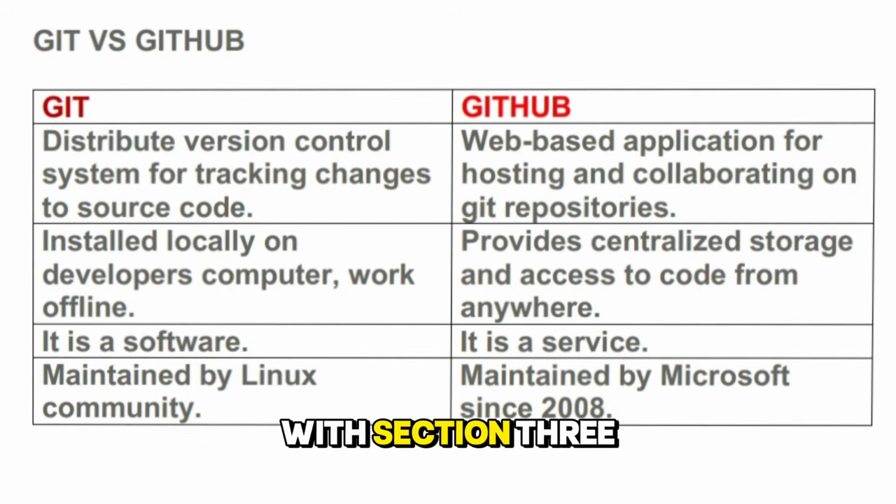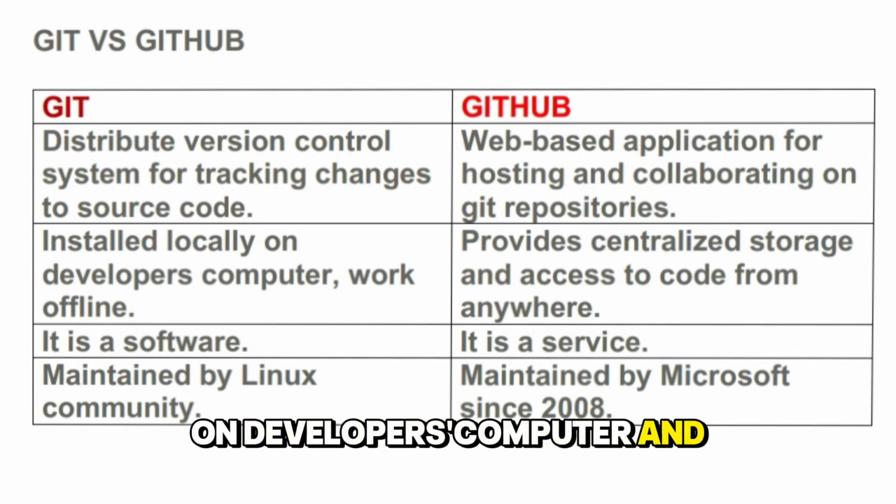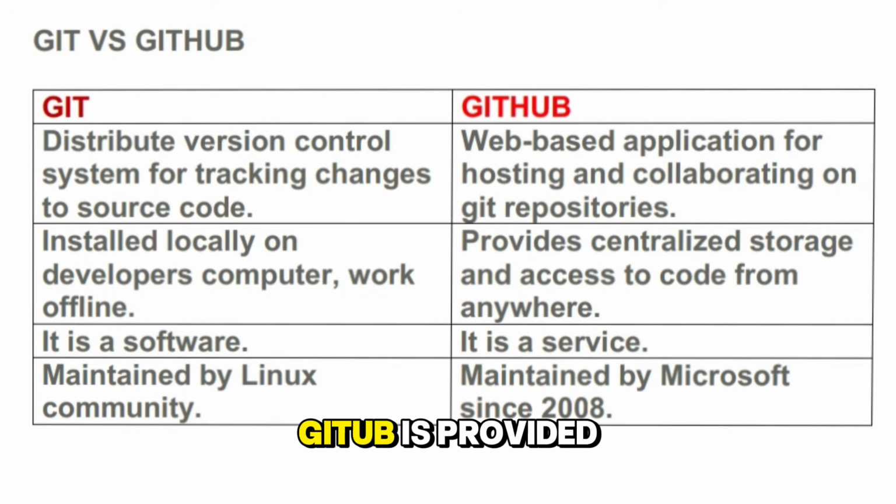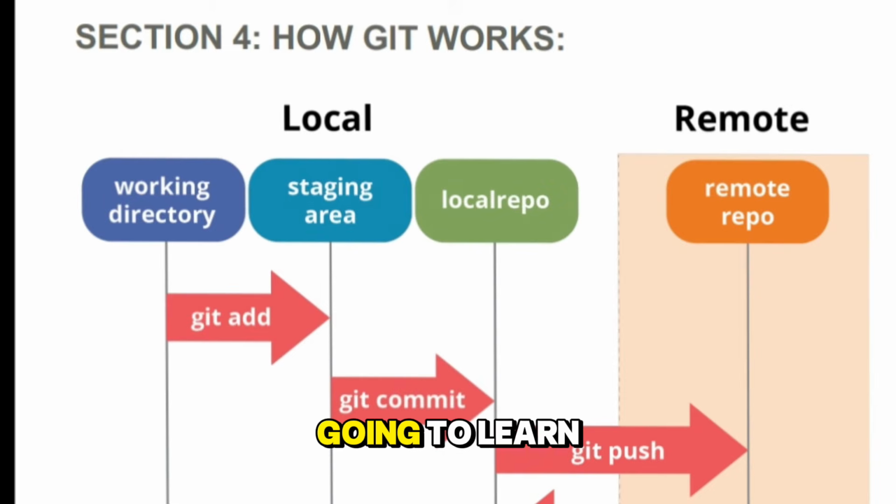Now let's begin with section 3, where we are going to compare Git versus GitHub. Git is a distributed version control system for tracking changes to source code, whereas GitHub is a web-based application for hosting and collaborating on Git repositories. Git is locally installed on the developer's computer and works offline. GitHub provides centralized storage and access to code from anywhere. Git is a software, GitHub is a service. Git is maintained by the Linux community, whereas GitHub has been maintained by Microsoft since 2018.